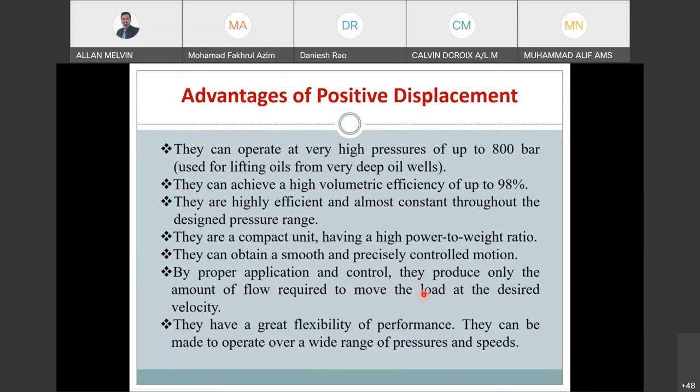So, advantages of positive displacement pumps. You can see some of the advantages. They can operate at a very high pressure, up to 800 bars. Pneumatic normally will be 10 bars, but hydraulic can operate at a very high pressure. So 800 bar is very high pressure. This is one of the advantages. It can be used at a very high pressure, used for lifting oil from very deep oil wells.